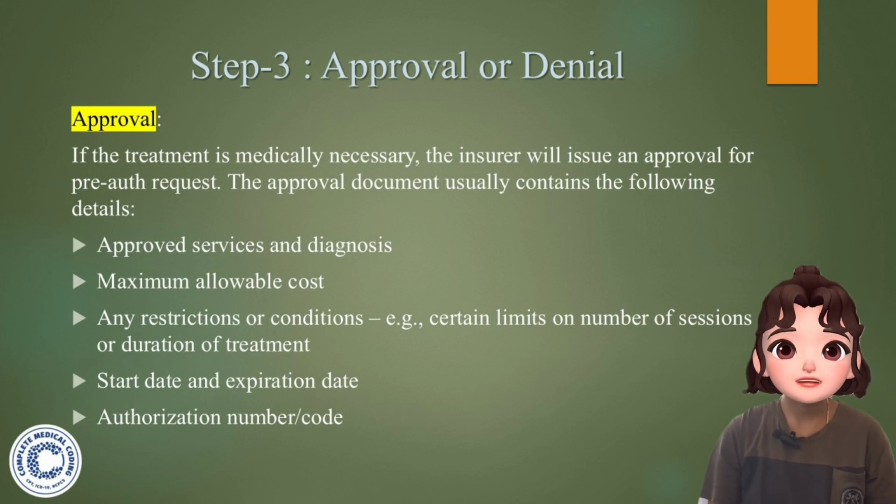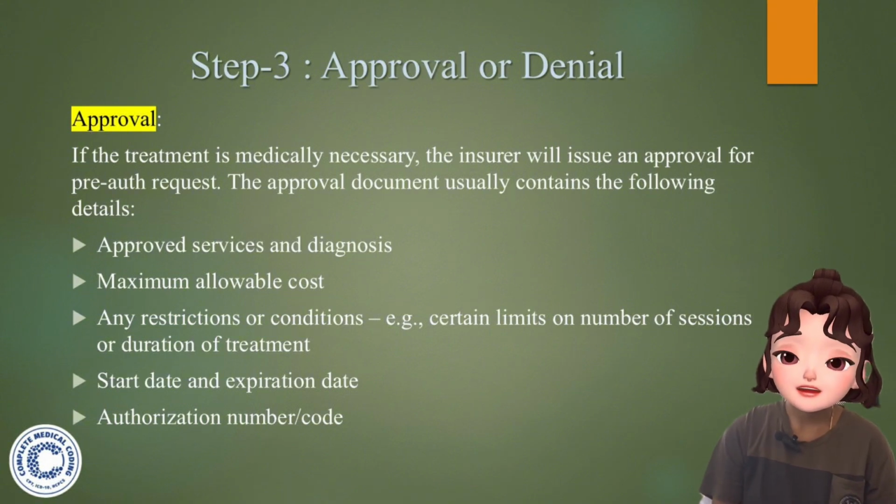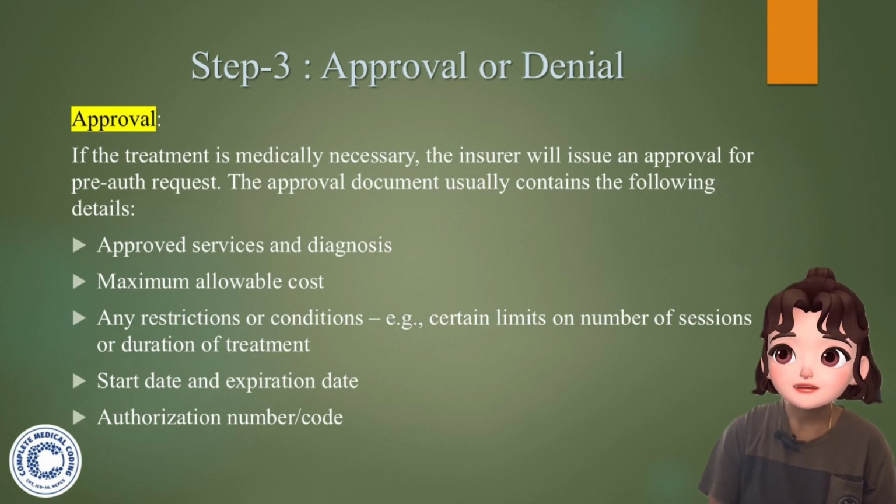So if it is medically necessary, for sure the insurance company will send an approval. And what does the approval document contain? We have to check whether these are included in the approval. First one is approved services and diagnosis. What are the services and diagnosis which are approved? You have to check that.